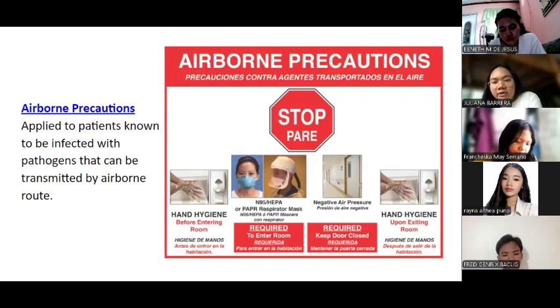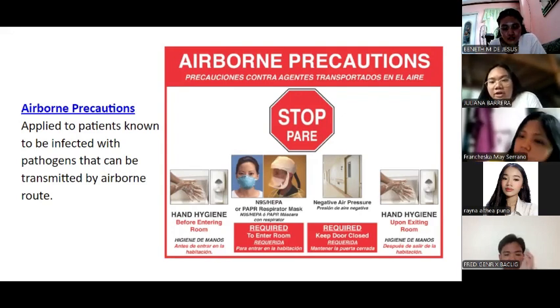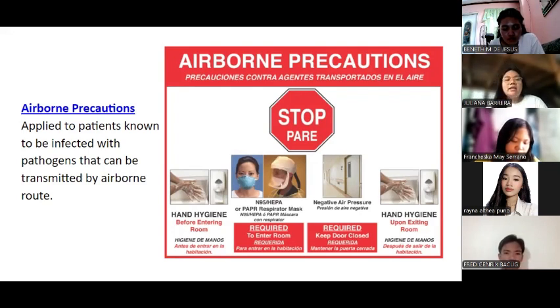Hand hygiene before entering the room, required ang N95 or HEPA or PAPR respirator mask, as well as the use of negative air pressure while the door is closed, and hand hygiene as well upon exiting the room. Next.